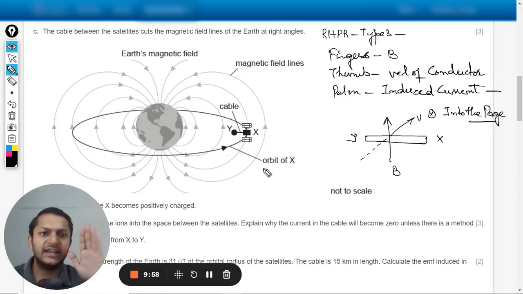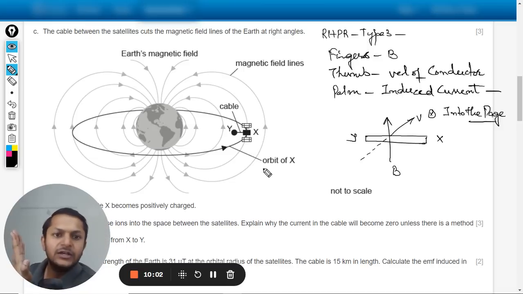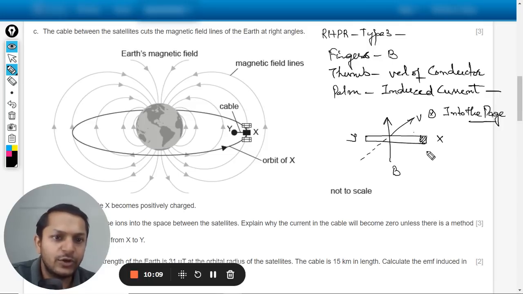And the velocity is into the page, so I can keep my hand like this. Okay, so the magnetic field is upward, velocity is like this, so the force would be going towards this. So it means that X is going to become positively charged and Y is going to become negatively charged.